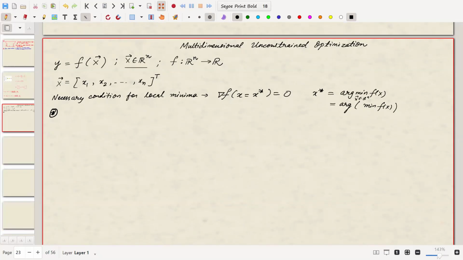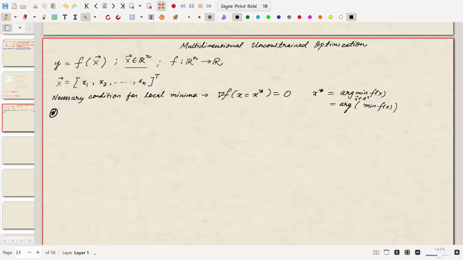What is the sufficient condition? You know about the necessary condition, but what is the sufficient condition? Go again to one dimension. When you set f prime of x, the derivative, to 0, you don't know whether it can be a maxima or a minima.